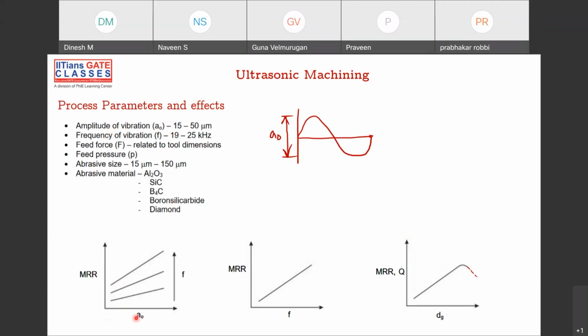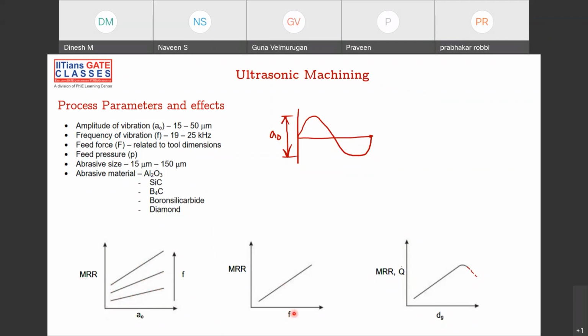Very important. What is this amplitude? Sometimes questions can be asked like this. What if amplitude is increasing? What happens to the MRR? Obviously, amplitude in the sense huge amount of vibration. You can see big vibrations are happening like this, right? So obviously, as amplitude is increasing, your material removal rate will increase. For a fixed feed rate, this is what is happening. If your feed rate is increasing, obviously this kind of graphs are obtained. In any case, you take any case of feed, if amplitude of vibration is increasing, material removal rate will be increasing. That is for sure.